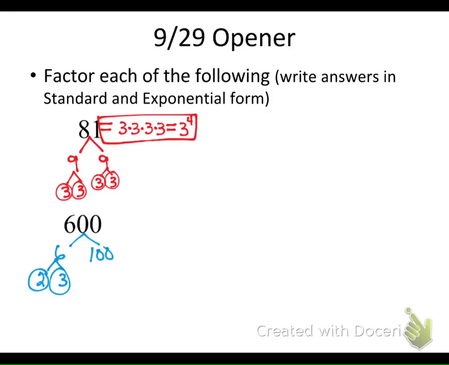Then I come over to my 100. What times what is 100? 2 and 50. You could do 2 and 50. You could do 2 and 10. You could do 5 and 20. So there's multiple ways that you can get 100. I'm going to do 10 and 10. Okay? I know I can factor 10, so I come down. What times what equals 10? Circle my prime, so I come to my other 10. What times what equals 10?